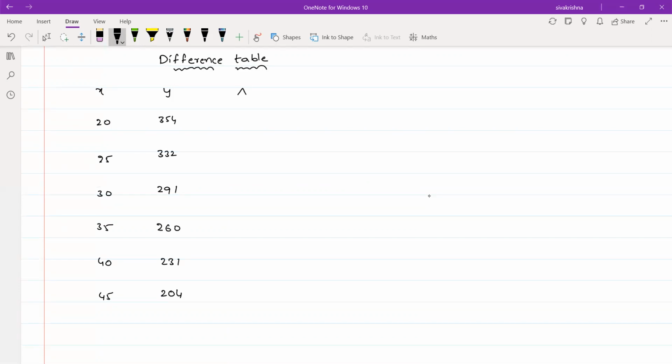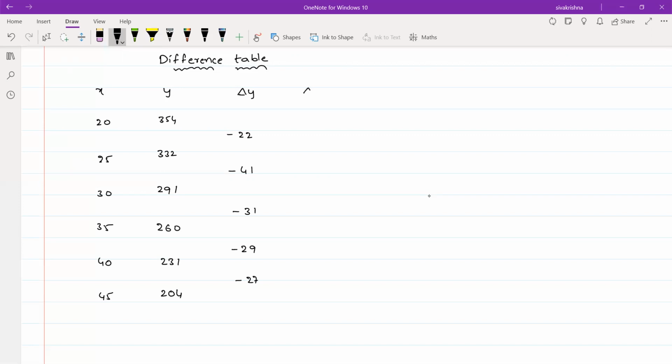Now we have to find the first differences. It means once again we have to find the subtractions. So 332 minus 354, this is equal to minus 22. Next, 291 minus 332 gives minus 41. 260 minus 291 gives minus 31. Next, 231 minus 260 gives minus 29. And finally, 204 minus 231 gives minus 27. So these are all the first differences of y.